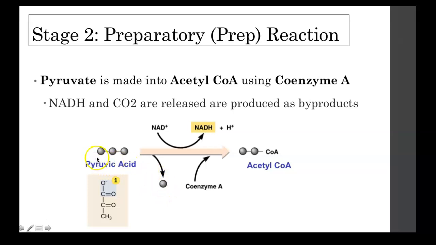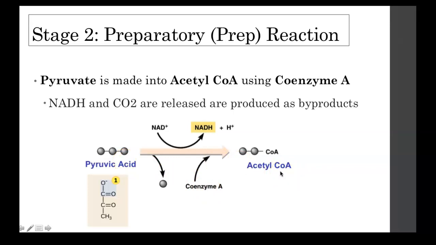Okay, so pyruvic acid enters the mitochondria and bonds with coenzyme A to form acetyl-CoA. Now acetyl-CoA is a 2-carbon molecule bonded to coenzyme A. And essentially we want to get acetyl-CoA because acetyl-CoA is needed to enter the Krebs cycle in order for it to work and function. Pyruvic acid cannot enter the Krebs cycle. That's why we have to use coenzyme A to bond to pyruvic acid to form acetyl-CoA.